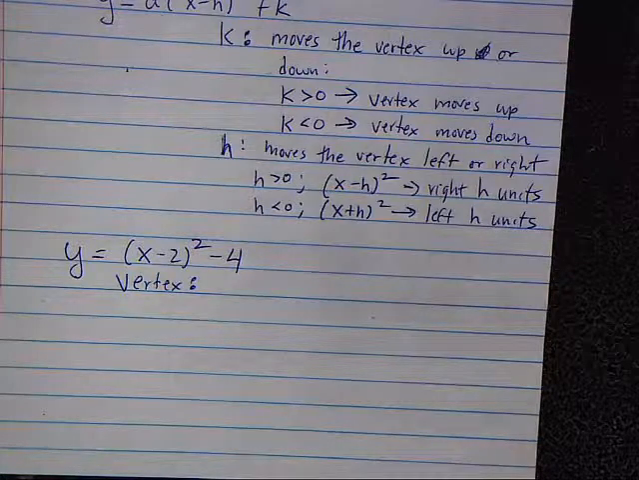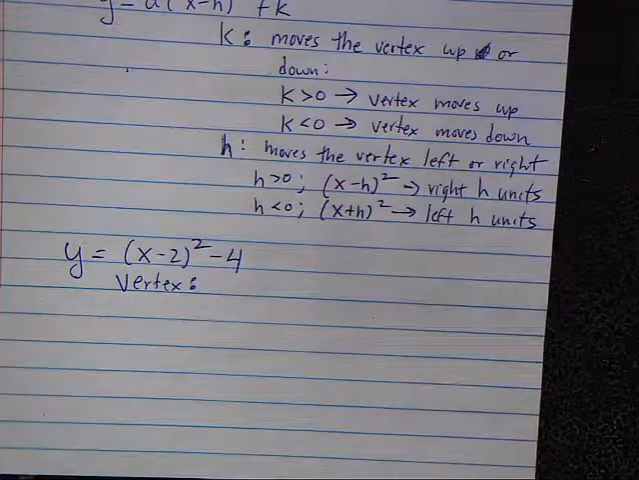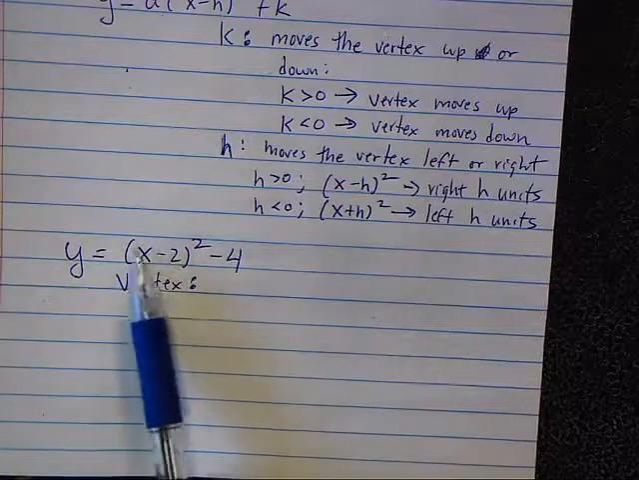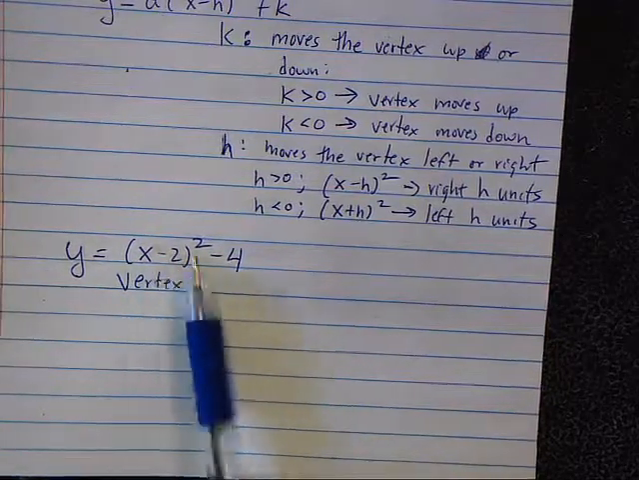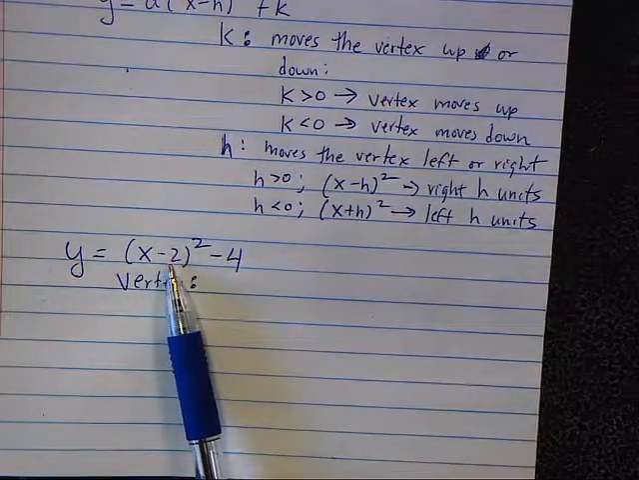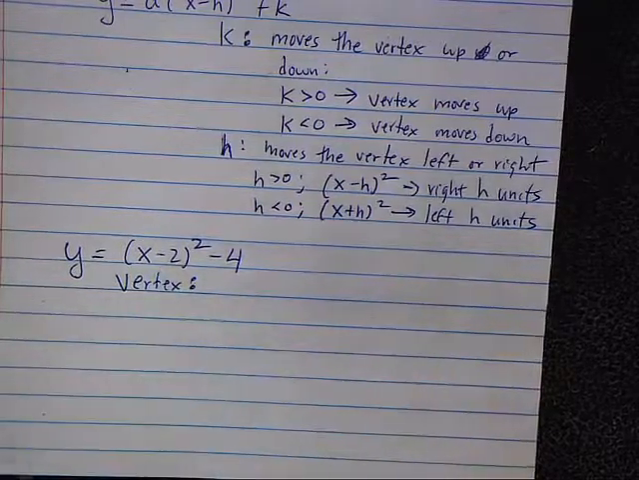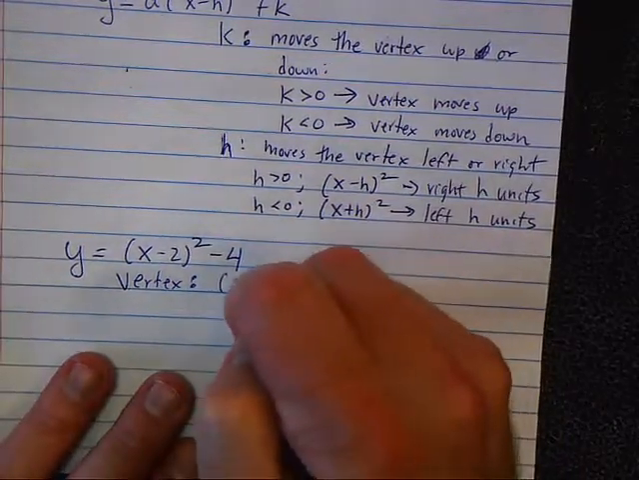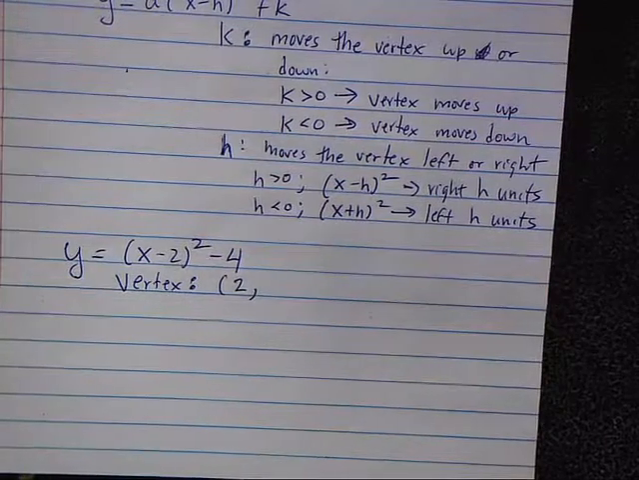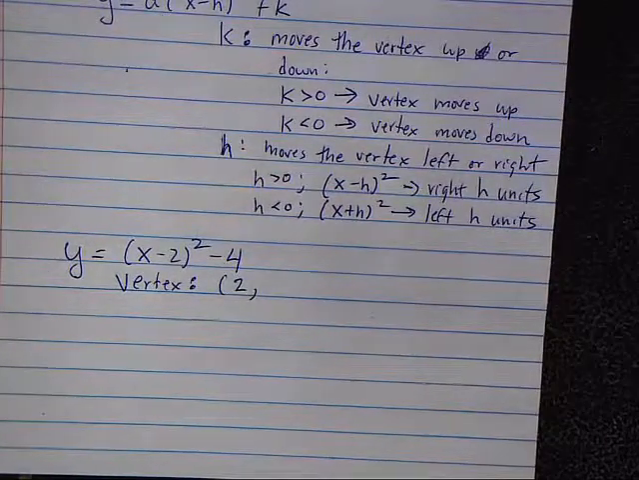Excellent, except you would write it the other way around because you would put the x's first, wouldn't you? So what's this minus 2 inside the parentheses going to do to the parabola? It's going to move it right 2 units. So my x number is going to be 2. Right, you gave me the right numbers, you just gave them in the wrong order.